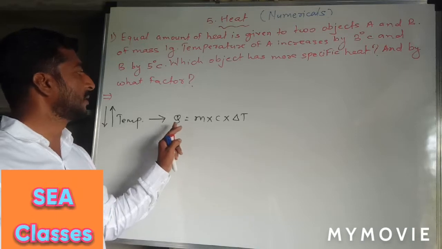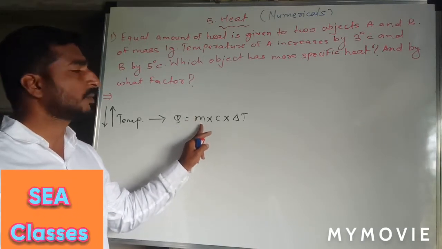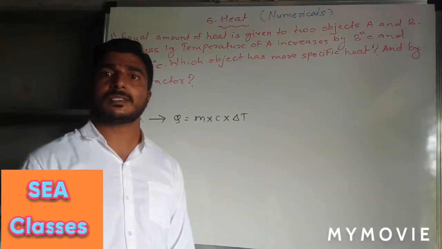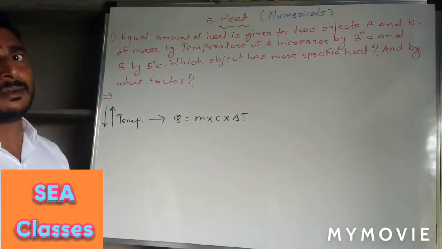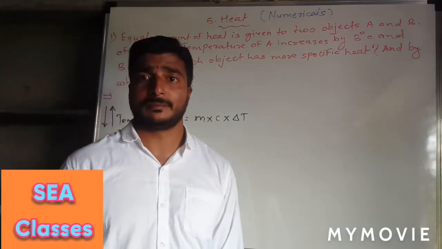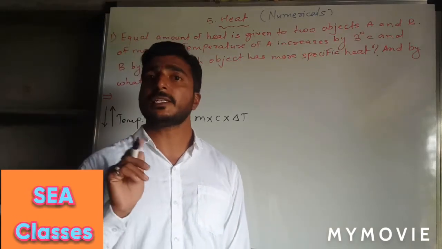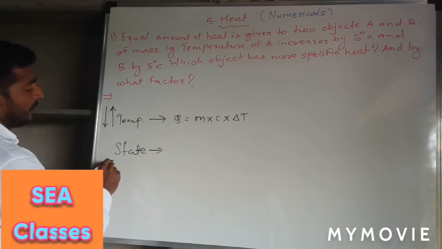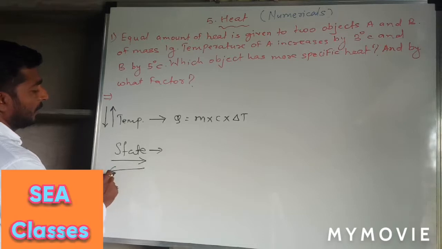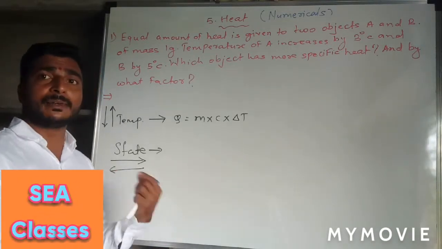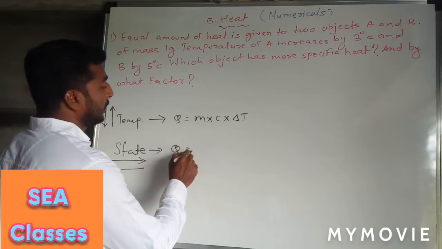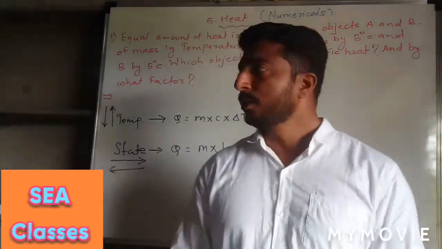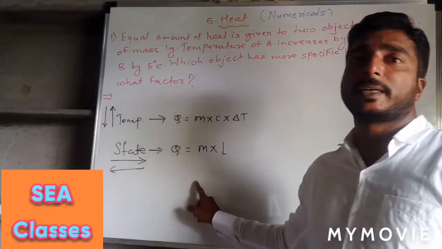In the previous session we studied that the heat energy provided is equal to mass into specific heat into delta T. Delta T is the difference in temperature, that is, the change in temperature. Whenever there is a change in the state of a material, the temperature remains constant. A change of state means going from solid to liquid or liquid to solid, reversible. When the state changes, heat will be equal to m into L, where L is the latent heat. By using these two formulas, we are going to solve the numerical examples.